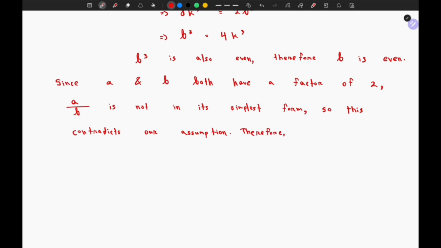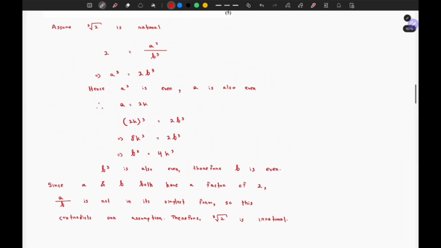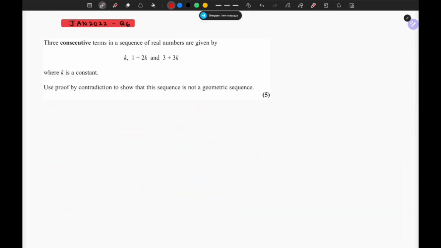So cube root of 2 is irrational. So that is it for this question. Moving on to the next question.